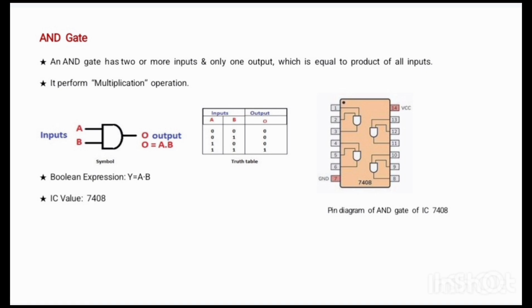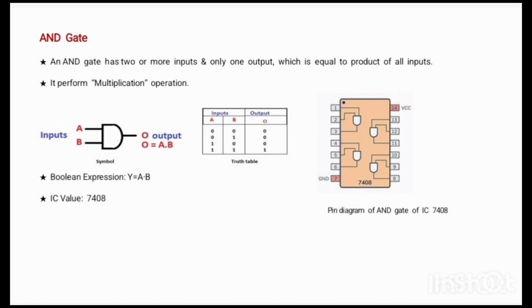About the truth table, two input sequences 00, 01, 10 and 11. When both the inputs are low, at that time the output will be low. If any of the inputs is low, at that time our output will be low. When both the inputs are high, only at that time the output will be high.